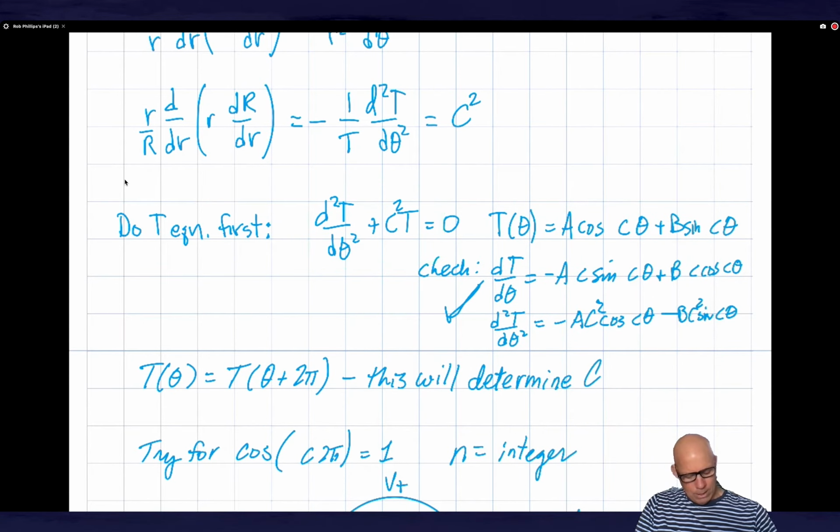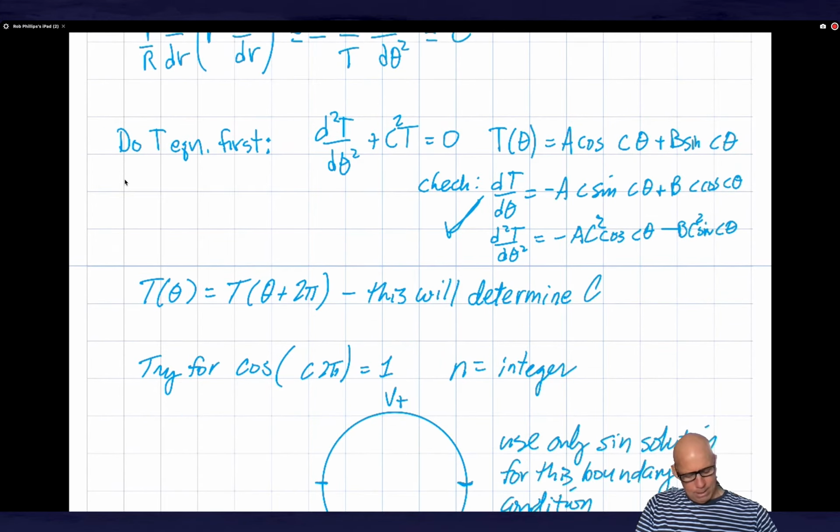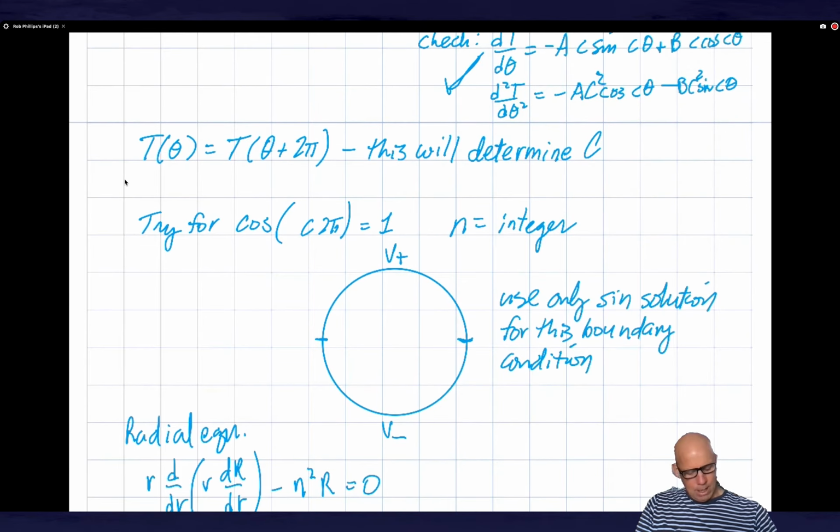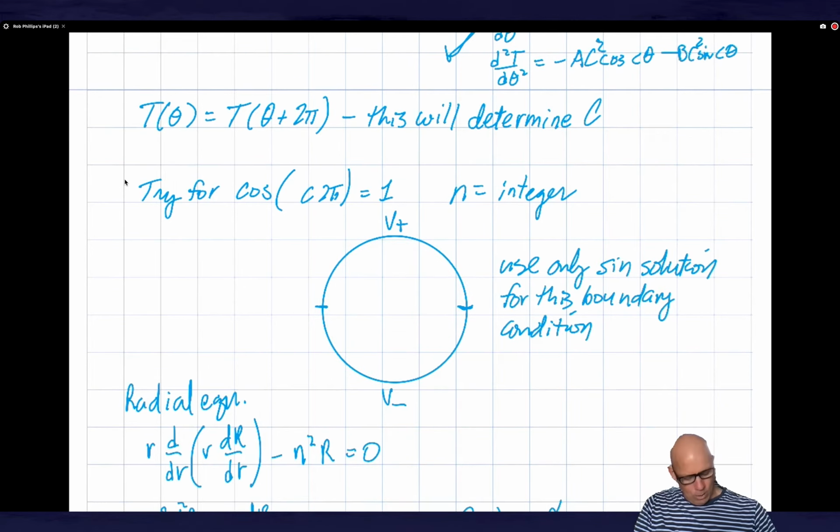So the T equation is d squared T by d theta squared plus c squared T equals 0. I solve that using a linear combination of cosines and sines. I know that there's periodicity. What I mean by that is if I go all the way around the cylinder, I have to come back to the same place. And so I know that n has to be an integer.